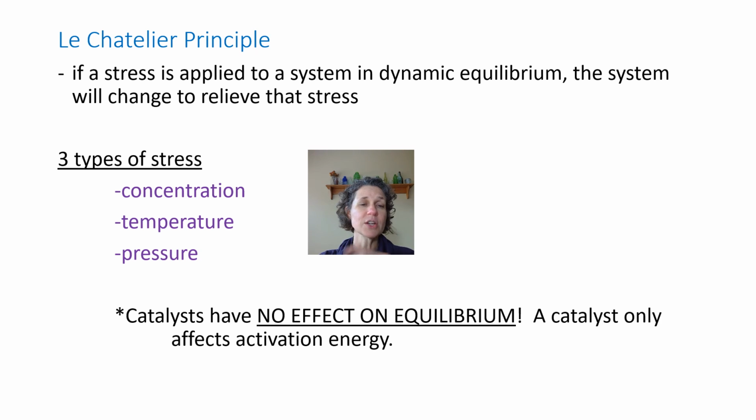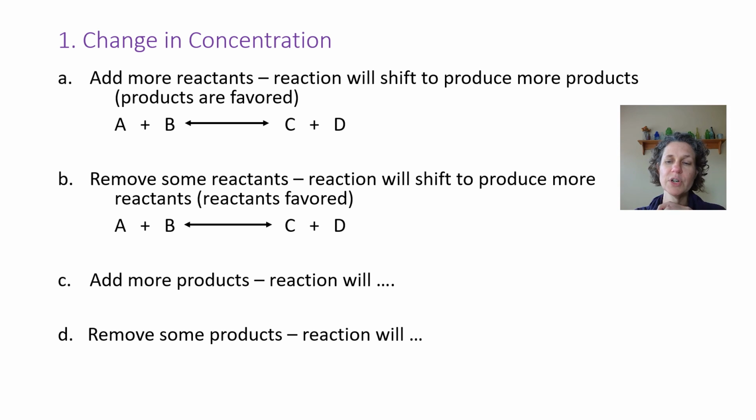And reactions react to 3 types of stresses: concentration changes, temperature changes, or pressure changes. Catalysts have no effect on equilibrium. Remember, they only affect activation energy. So they can make it happen faster, but it doesn't make it happen faster one way or the other. Okay, so first type of change, you have change in concentration.